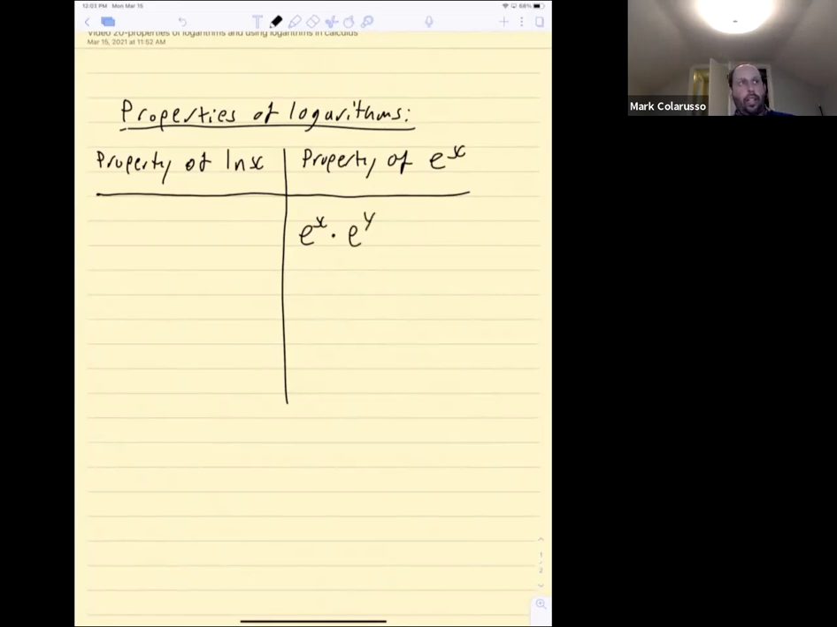Also, I think I did this for general exponential base, but you have e to the x times e to the y is e to the x plus y. So if you multiply two exponentials, you add their exponents. So the version of this in the log world is the logarithm of a product. The logarithm of a times b is the logarithm of a plus the logarithm of b.